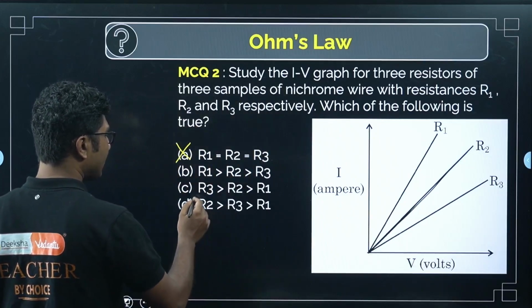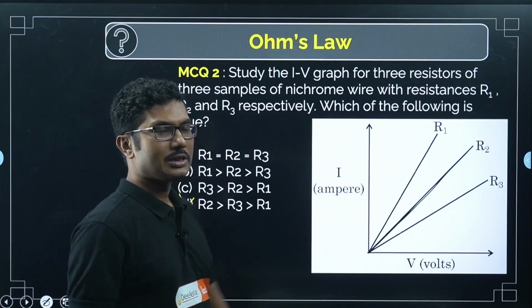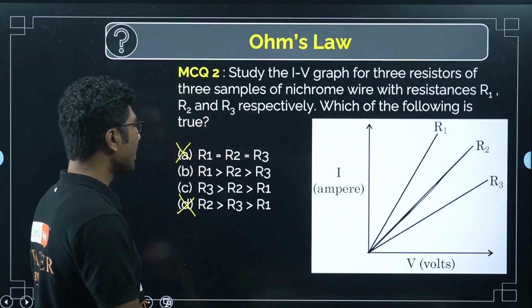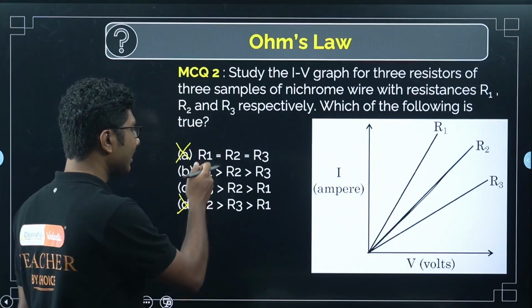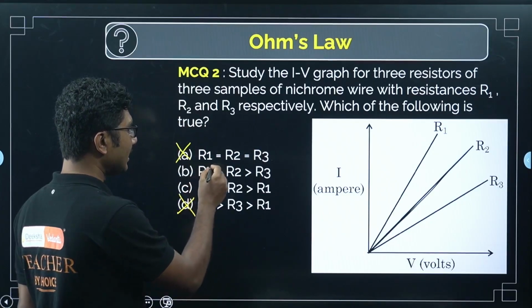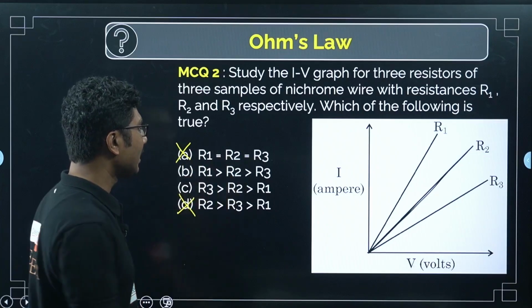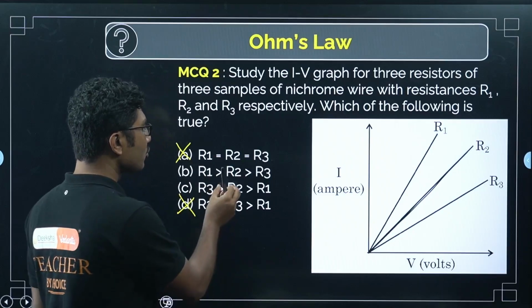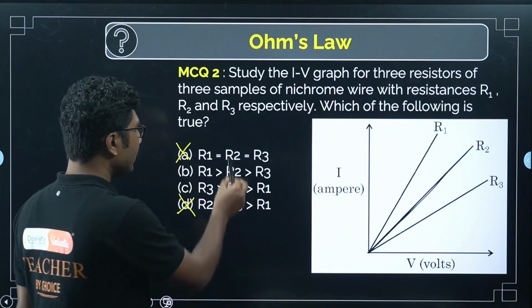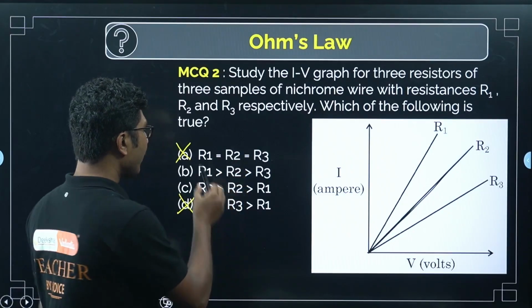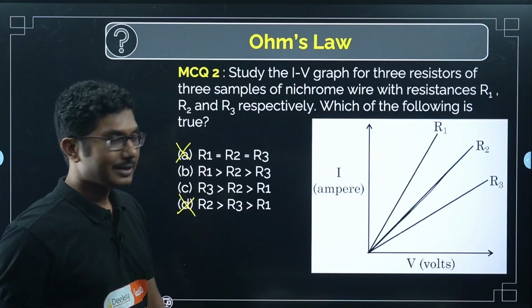So R2 cannot be the biggest, so we can cross this one out also. What we have to do is find which one is greater, R1 or R3. As you can see, the greater than symbol is towards R1, so that means R1 is the big brother, or R2 is smaller than that. So R2 should be in the middle, right? In both cases R2 is in the middle.